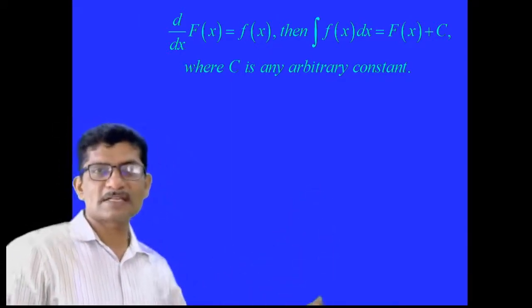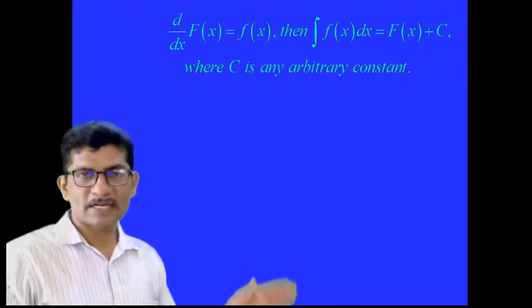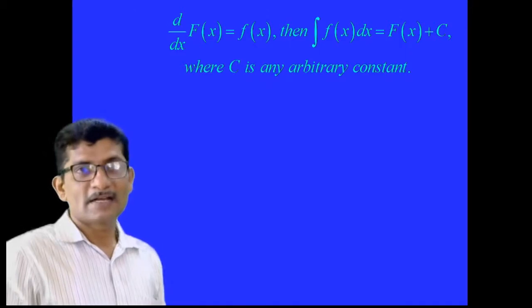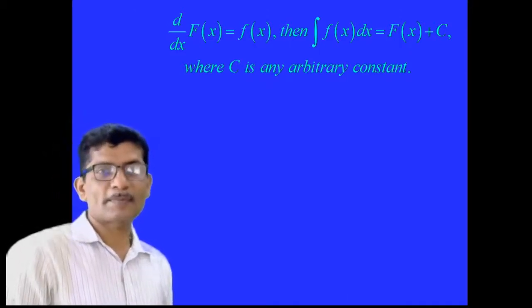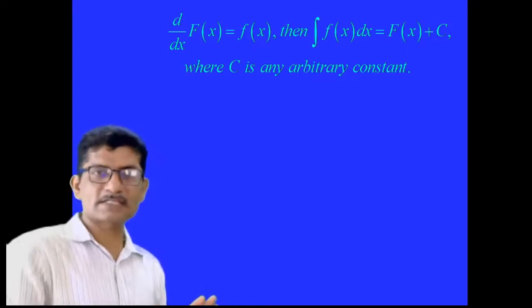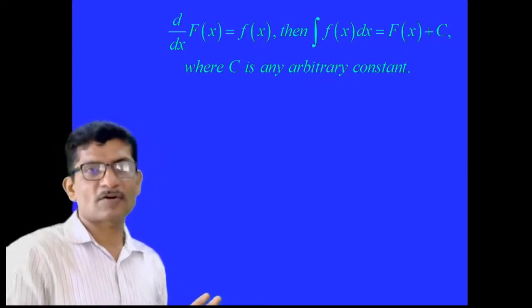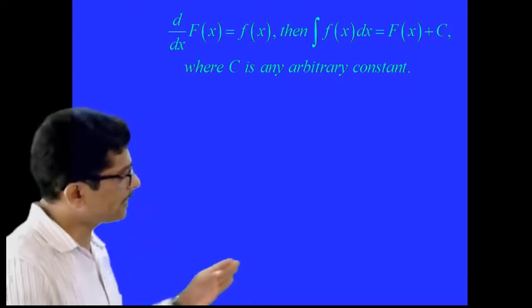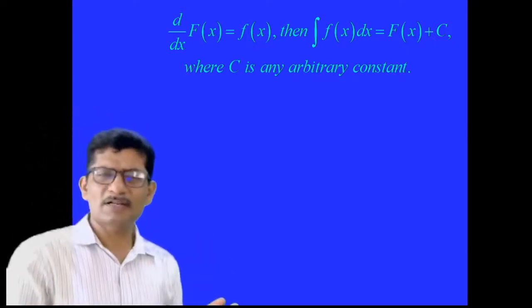Supposing C is an arbitrary constant, you can take any real number. Then the integration of 2x is equal to either x square, or x square plus 1, or x square plus 2, or x square plus 3, or x square minus 3, and so on.